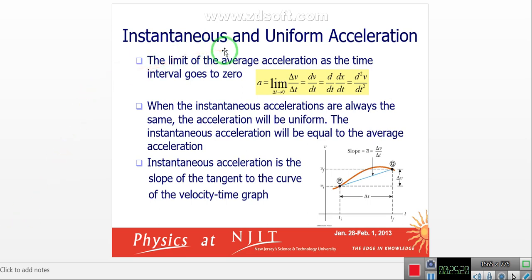Now instantaneous and uniform acceleration, we studied that. What is instantaneous? A change in velocity in a very short interval of time. And what is uniform acceleration? A change in velocity in an equal interval of time. You can say that in an equal interval of time, the change in velocity will always be uniform.